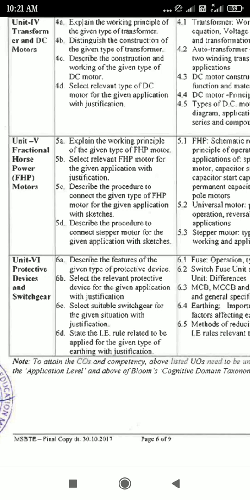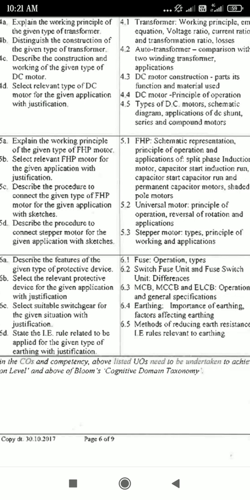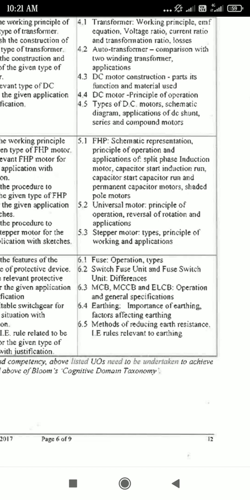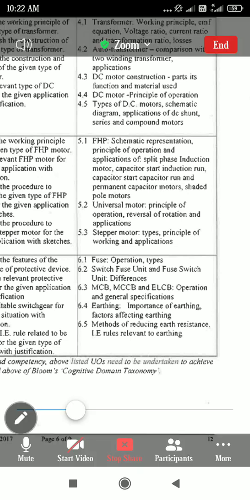And the last unit is unit number 6, protective device and switchgear. Right. In this unit, we discuss the fuse. What is a fuse? It is a protective device, right? So the operation of the fuse and the function of the fuse. Also we discuss the types of fuse. Then the difference between a fuse unit and a fuse switch unit.